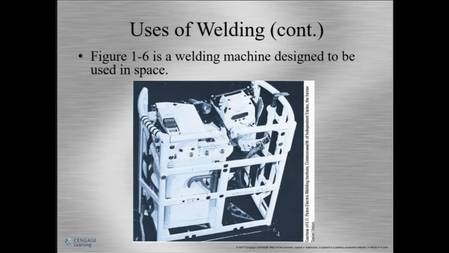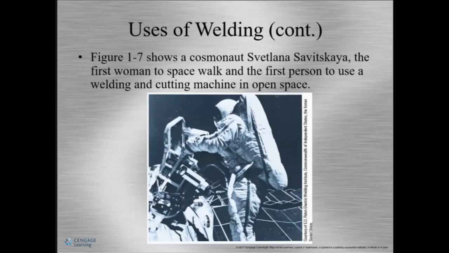And check this out. This is a welding machine meant to be used in space. This is really cool, right? So this figure shows Svetlana. I can't say her last name, so I'm not going to try. She's the first woman to actually use a welding and cutting machine in space. It's super cool. So much can be done with welding.